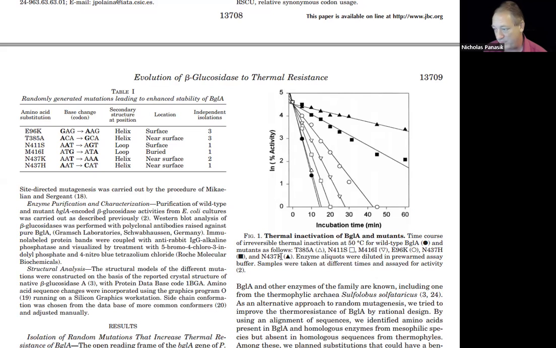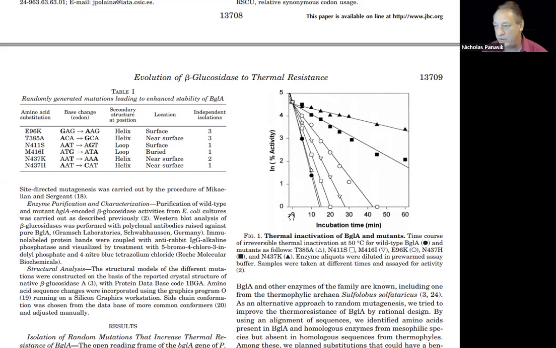So they go through the names of all these different mutants. Enzyme aliquots were diluted in a pre-warmed assay buffer. Samples were taken at different times and assayed for activity. So they're looking for the activity of this enzyme. They're going to assay it at different times and look to see how much activity. And so you can see this graph that they include here. On the x-axis, this is the time. And on the y-axis, they say the natural log of activity, but basically it's a percentage of activity.